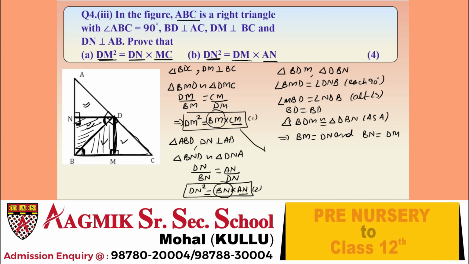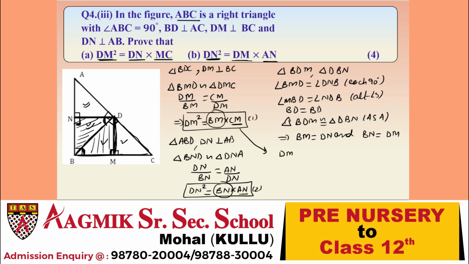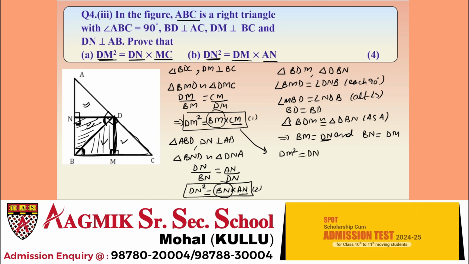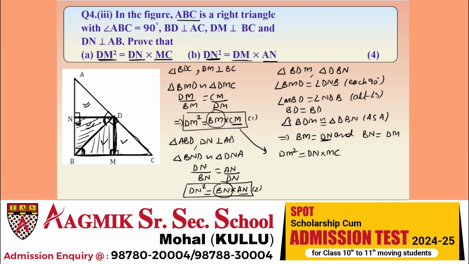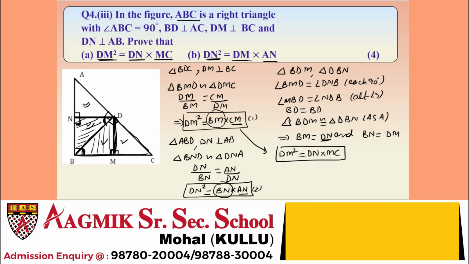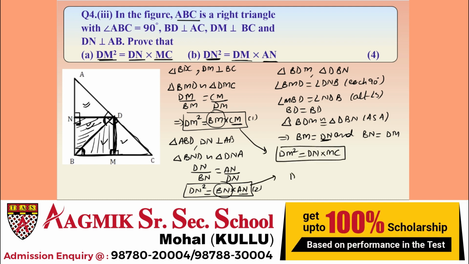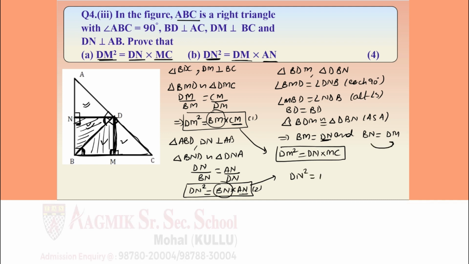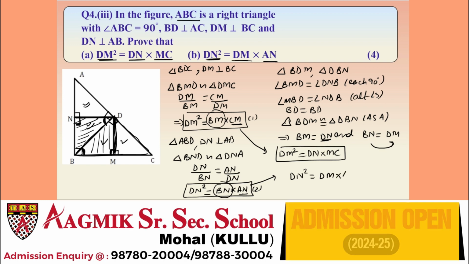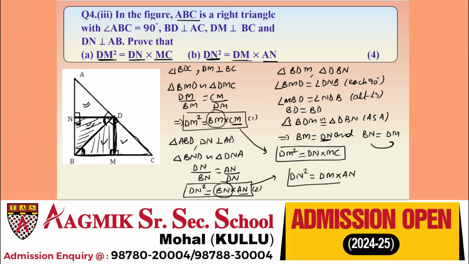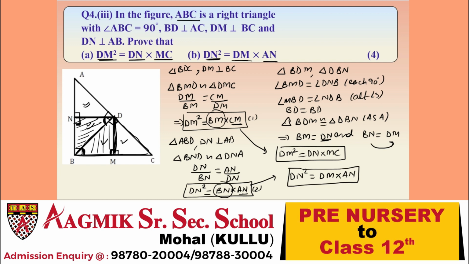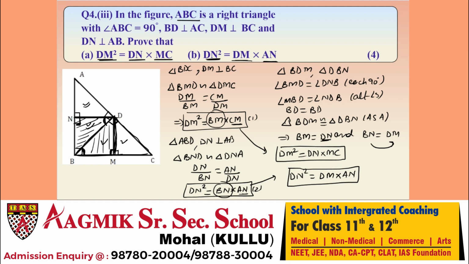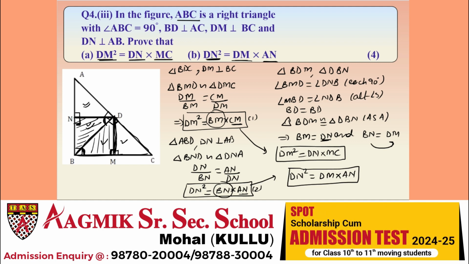Now look at the first result. From 1, DM square is equal to, now BM can be replaced by DN, so it is DN, and CM you can write as MC. So that proves the first result. And from the second one we have DN square equal to, BN can be replaced by DM, so it is DM into AN, which is the second result that we had to prove. So that is question number 4, part 3. Moving on, let's have a look at question number 5.